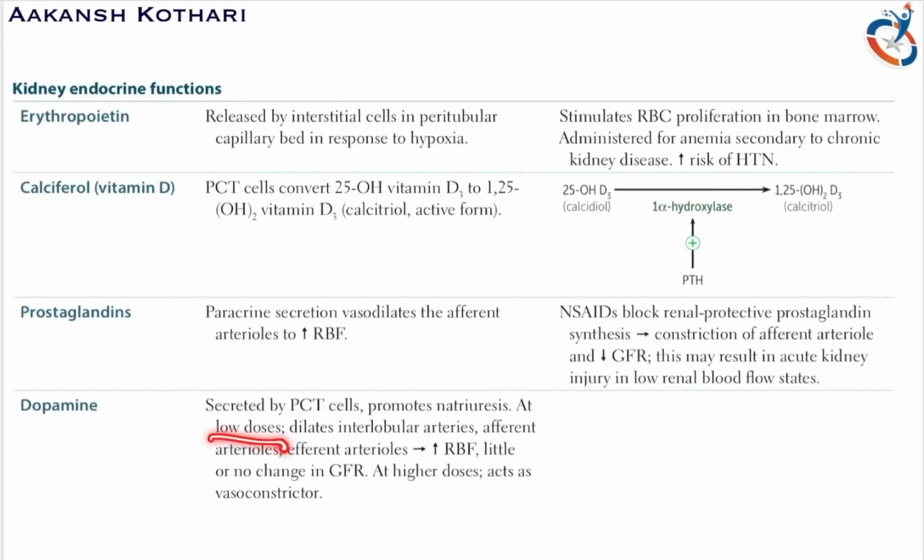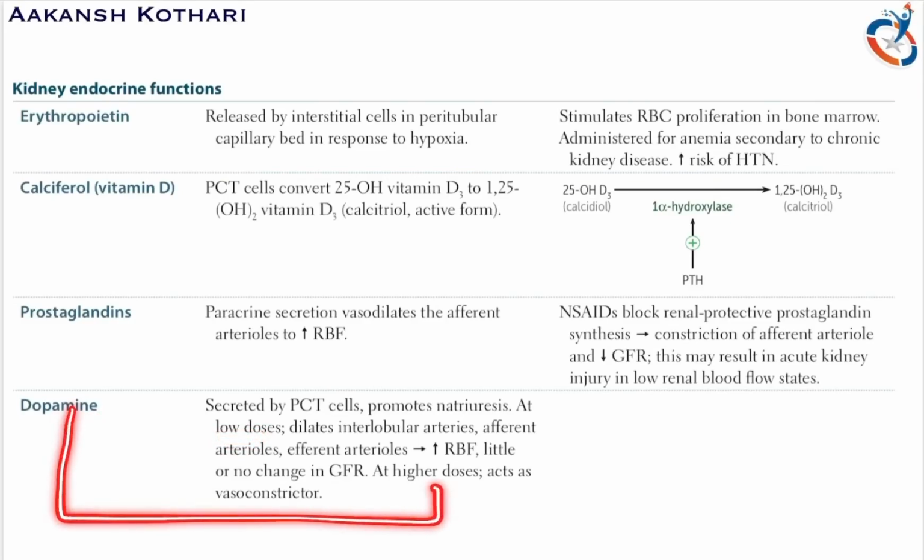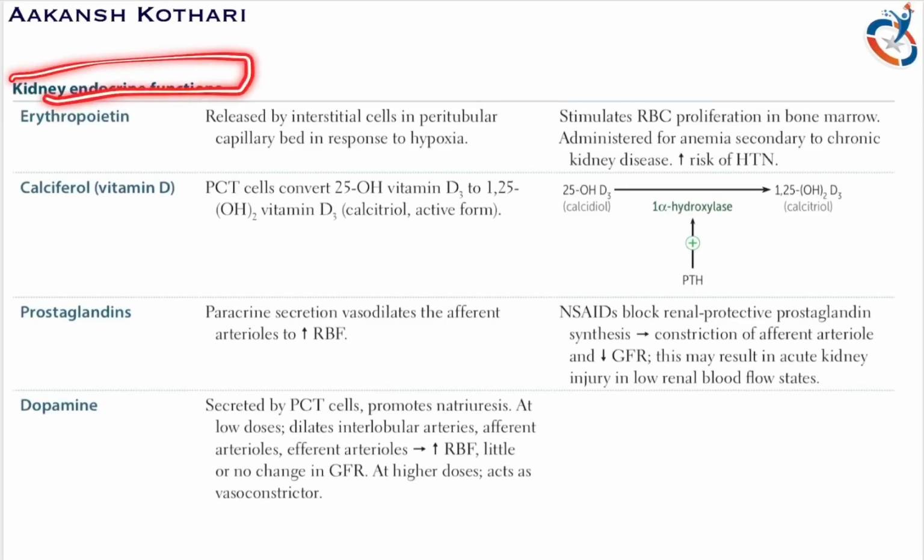And at low doses, since it dilates interlobular arteries, afferent arteriole and efferent arteriole, there is an increase in the renal blood flow. Is it clear? But there is barely any change in the glomerular filtration rate. Now this is about the low dose aspect of dopamine. When dopamine is present in high doses, it can act as a vasoconstrictor. Is it clear? So this is all about the kidney endocrine function.